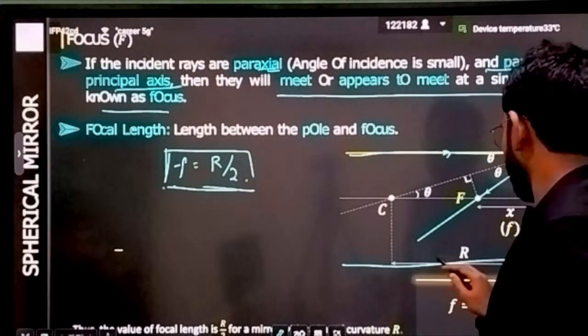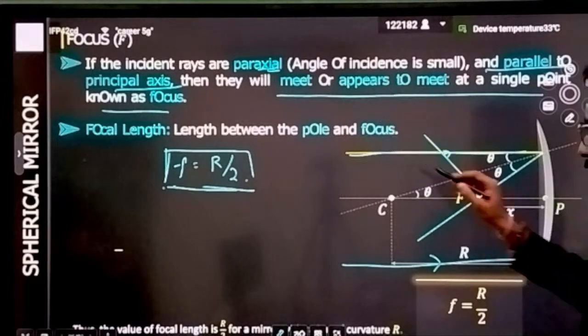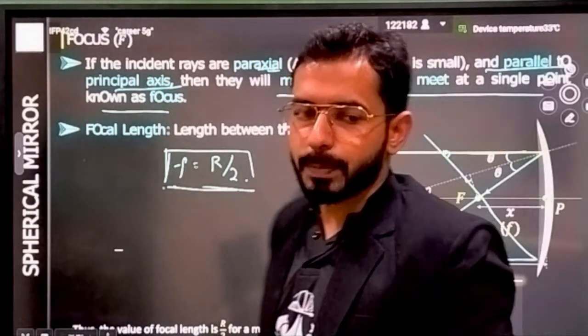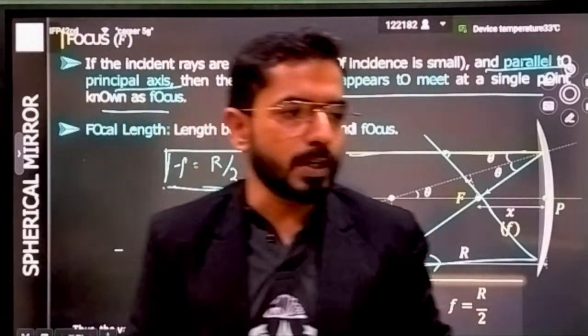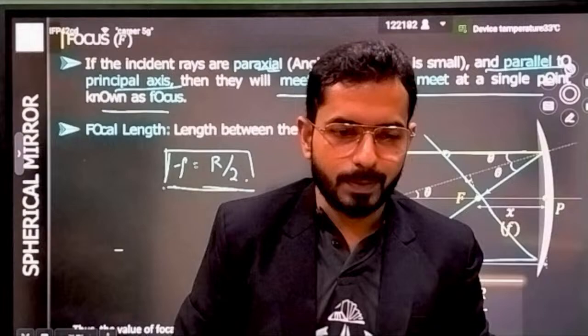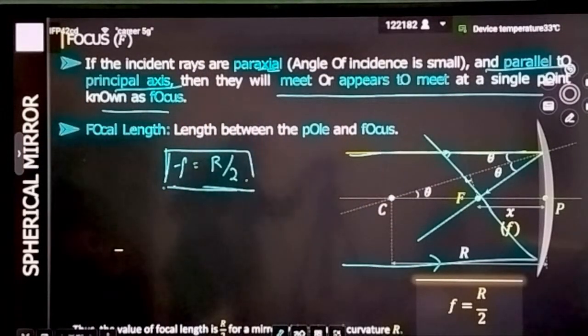Let's suppose from here also, if a paraxial ray is coming, it will also pass through the focus. So all those paraxial rays that are coming parallel to the principal axis will pass through a point, and that point is called the focus. Is it clear? समझ आया इतना?